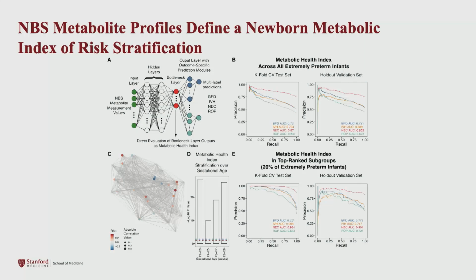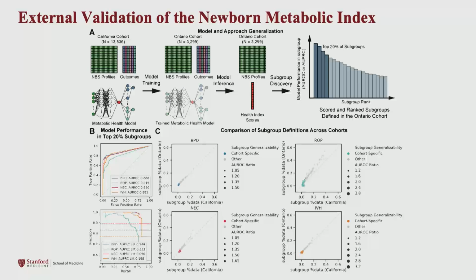Importantly, we performed additional subcohorting to identify those individuals for which the metabolites were more closely linked to their adverse outcomes, as seen by improved model performance. We validated this in the Ontario cohort and also performed a similar subcohorting procedure. In panel C, you can see we've identified broadly generalizable subgroups, as seen as these individual subgroups close to this dashed line in the center.